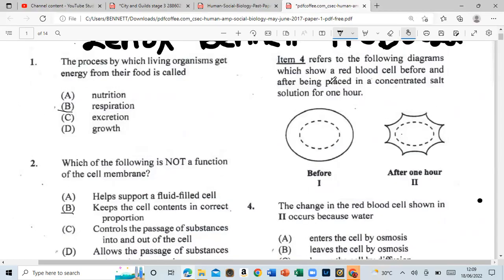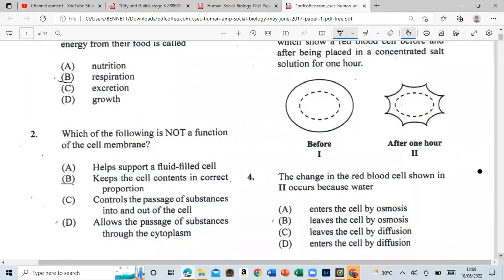Item 4 refers to the following diagrams which show a red blood cell before and after being placed in a concentrated salt solution for 1 hour. So this is before and then this is after. The change in the red blood cell shown in 2 occurs because A, water enters the cell by osmosis, B, water leaves the cell by osmosis, C, water leaves the cell by diffusion, or D, water enters the cell by diffusion.